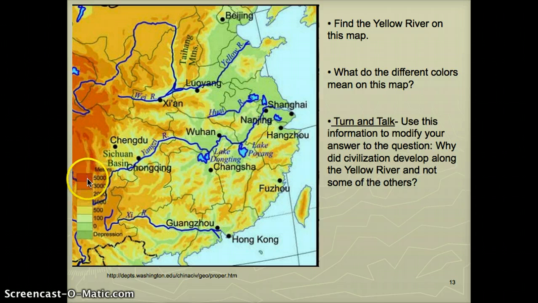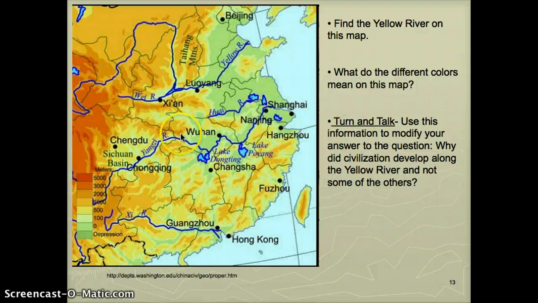So you have your darker oranges and your oranges being higher elevation, all the way on down here to 0 degrees or right at sea level. And then even this darker green is a depression, so it's actually below sea level in some areas if it's this darker green color. So with your Turn and Talk partner, use this information to modify your answer to the question, why did civilization develop along the Yellow River and not some of the others?